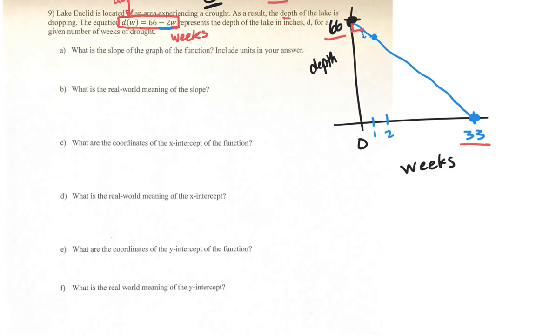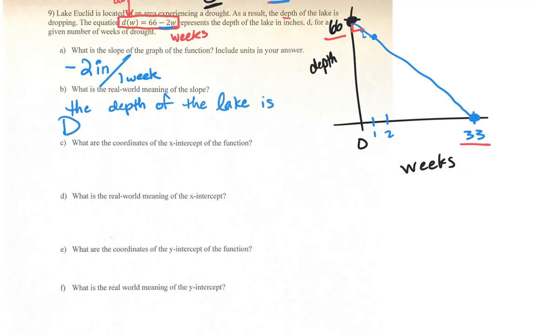What is the slope of the graph? Well, the slope of the graph, it's going down 2 each week. The slope is negative 2. Include units. Okay, so it's going down 2 inches for every 1 week. If you like fractions, you can say it's negative 2 over 1. It's going down 2 inches every 1 week. What is the real world meaning? Well, the depth of the lake is decreasing, because we had a negative slope, by 2 inches every week.